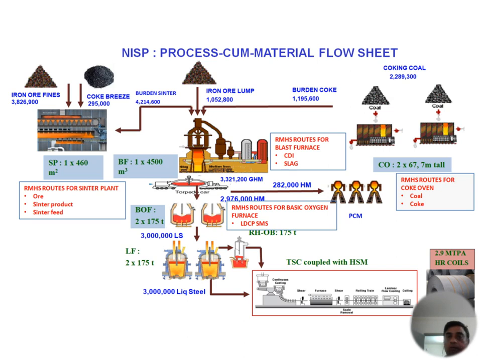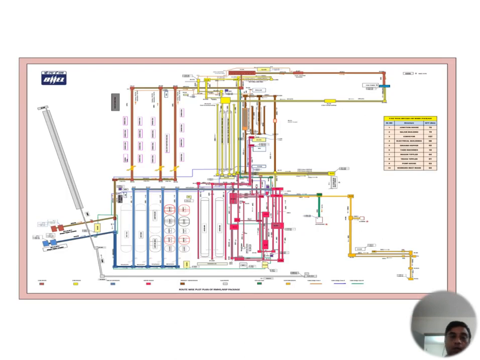Now I am sharing the raw material handling system of NMDC, which has also been installed by Bharat Heavy Electricals Limited. This is a material flow sheet of the NMDC steel plant, where you can see that coal is one of the largest raw materials required for the steel plant. This coal is fed in the coke oven, where coke is formed, and this coke is finally fed to the blast furnace, where pig iron is created. This pig iron is fed to the BOF or steel melt shop, and from there crude steel is generated.